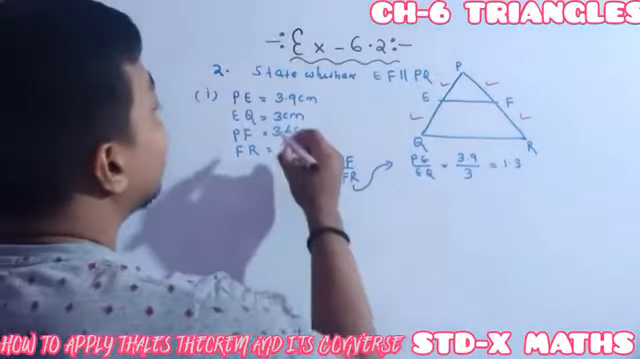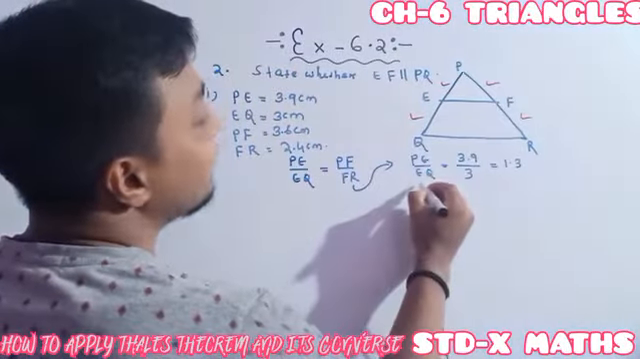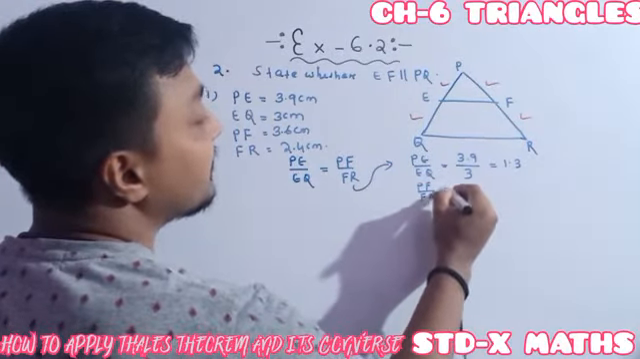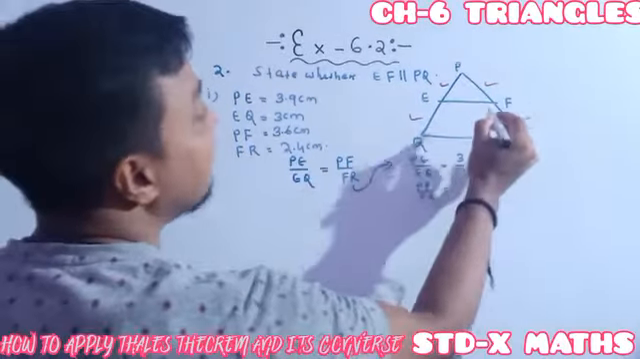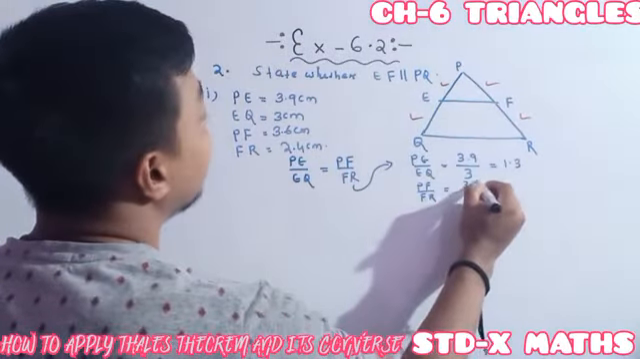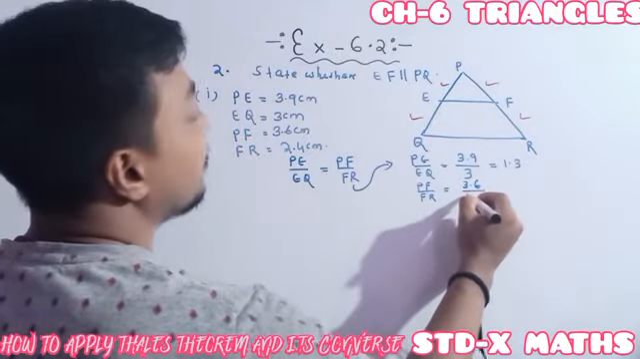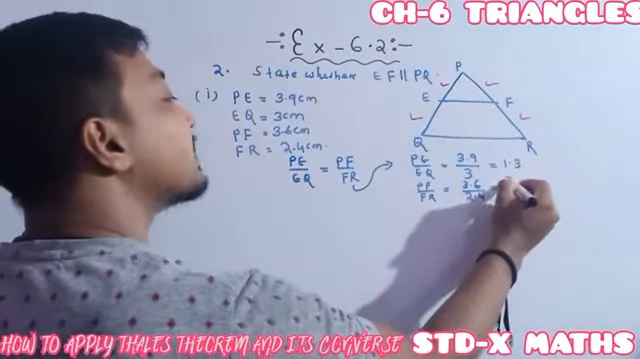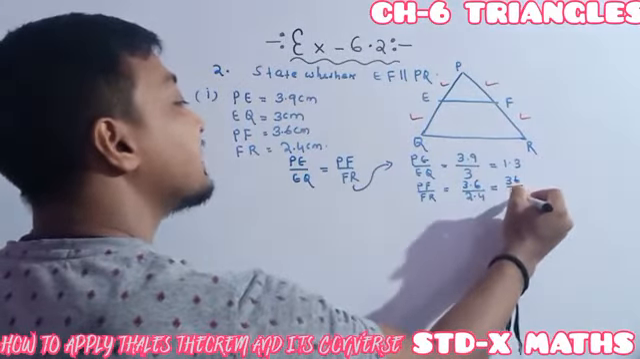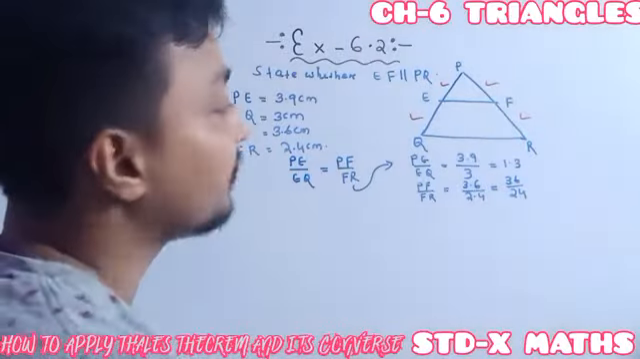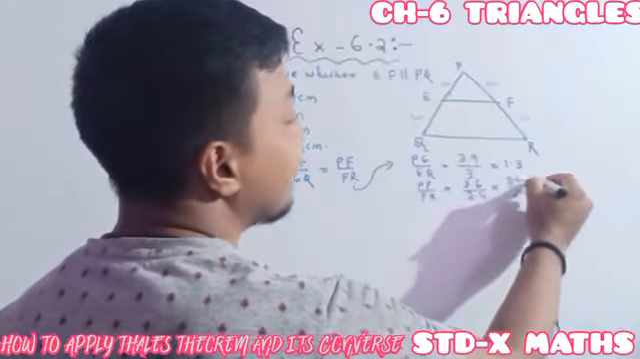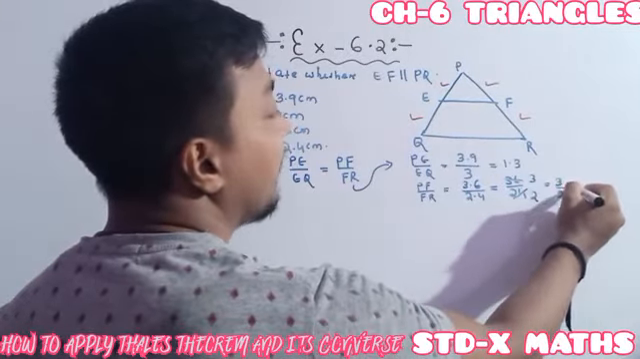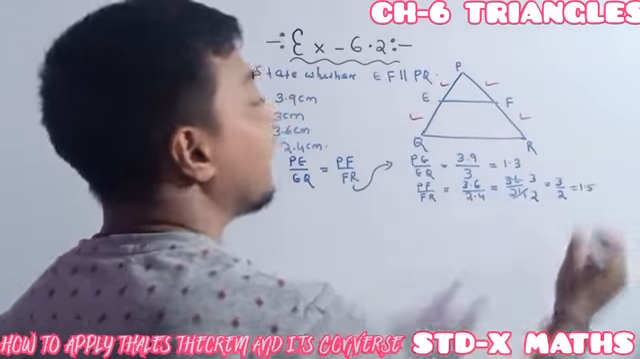Next I will check PF divided by FR. PF is 3.6 divided by 2.4. As both have the same number of decimal places, it can be considered as 36 and 24. Both numbers are divisible by 12: 12 times 3 is 36, 12 times 2 is 24, which becomes 3 by 2, and finally we get 1.5.